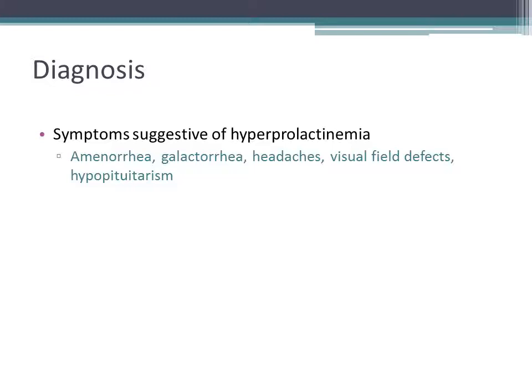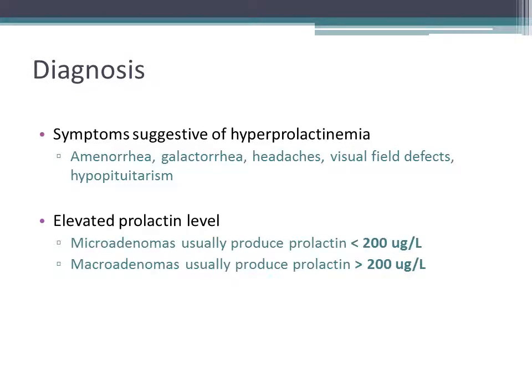Okay, so coming to the diagnosis of prolactinomas, first we start with symptoms and signs which are suggestive of hyperprolactinemia, including amenorrhea, galactorrhea, headaches, visual field defects, and hypopituitarism. Then we measure the prolactin level. Microadenomas usually produce prolactin levels less than 200. Macroadenomas usually produce prolactin levels more than 200.